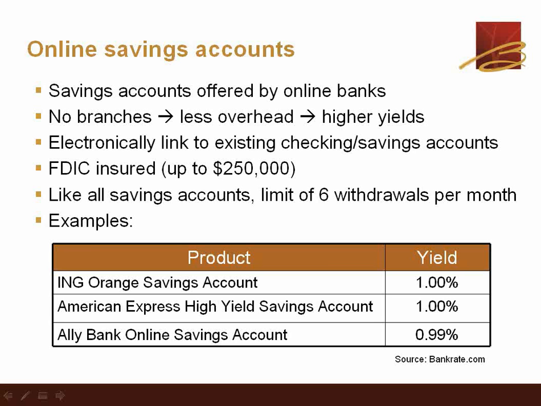Now, some examples of these online savings accounts, and you may have heard of some of these, include the ING Orange Savings Account, the American Express High Yield Savings Account, and the Ally Bank Online Savings Account. And as you can see on the screen there, 1% yields are a significant pickup over what traditional savings and money market accounts are paying these days, 15 basis points on average.